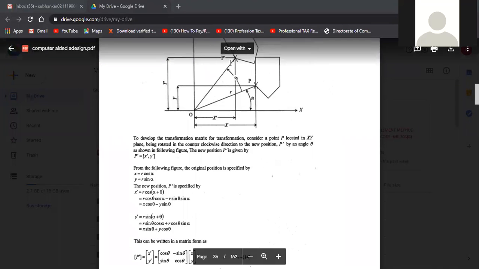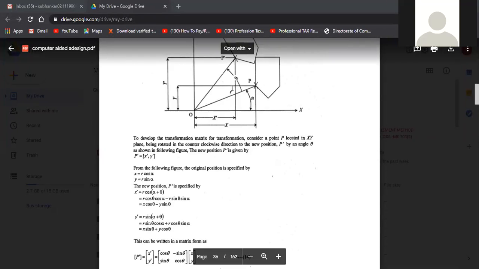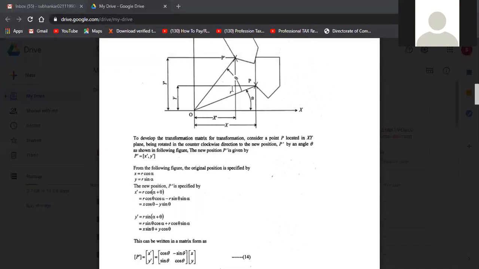Next, I need what? I need the new point, the new position, that is P dash. That means new point x dash and new point y dash. So how can I write? X dash is equal to, again, r cos of alpha plus theta. Will it be or not? Yes, r cos of alpha plus theta.